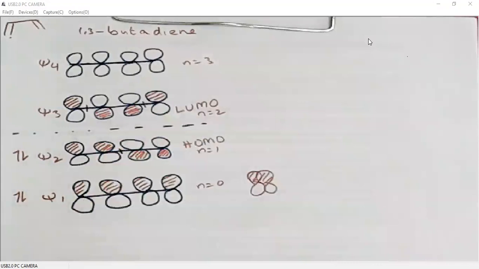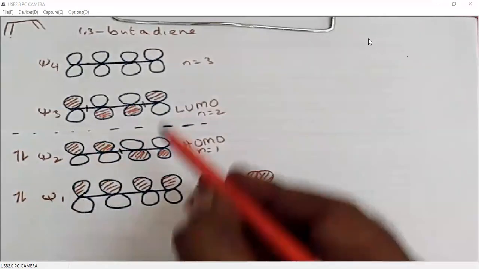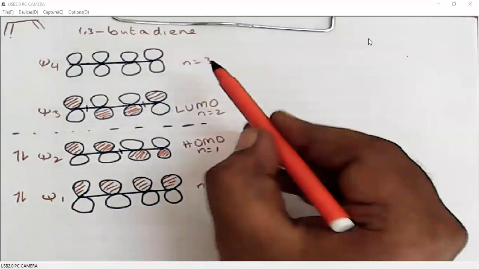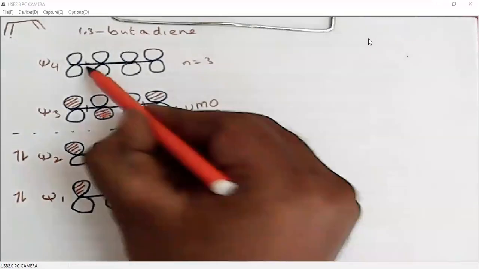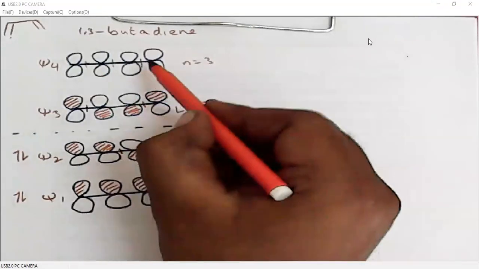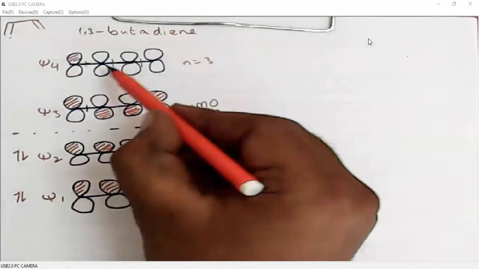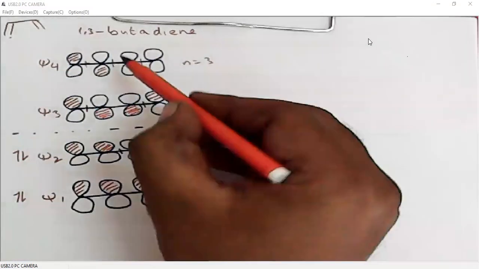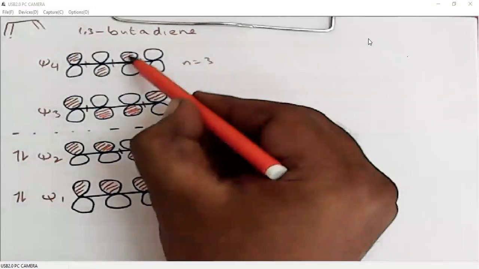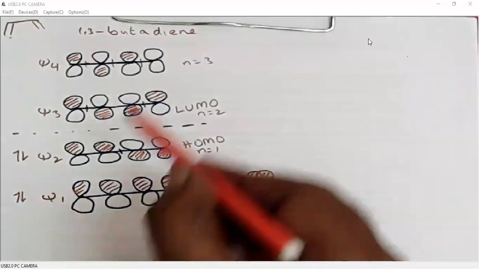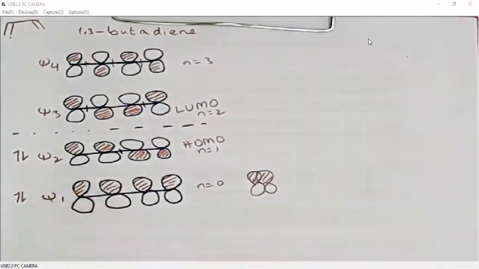Similarly, we have three nodes here. Of course, there are four orbitals, so we can distribute them one after each orbital. For example, if you take it as a positive lobe, because of the node, the phase of the orbital will change. Again there is a node, so again we change the phase of the orbital. Again there is a node, so we change the phase of the orbital.